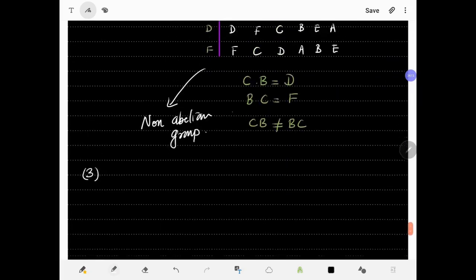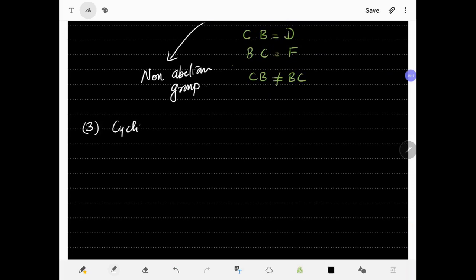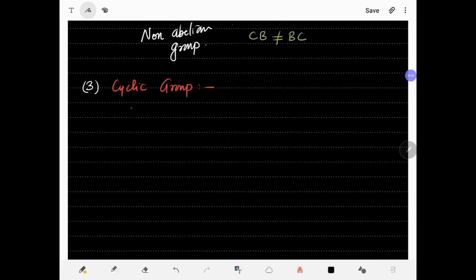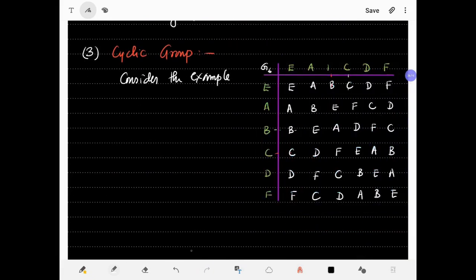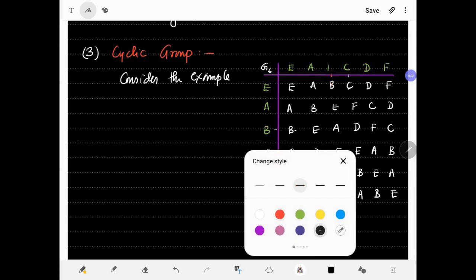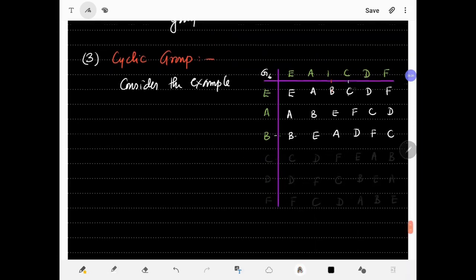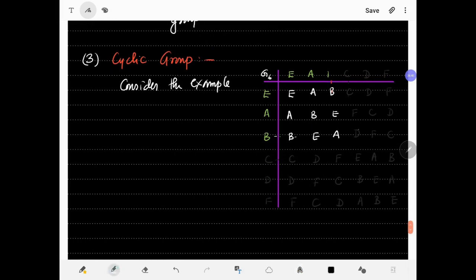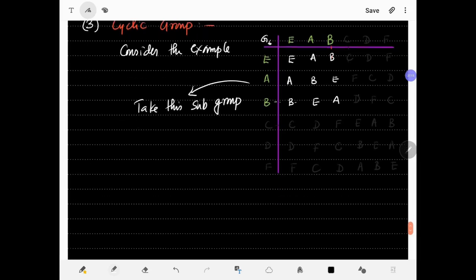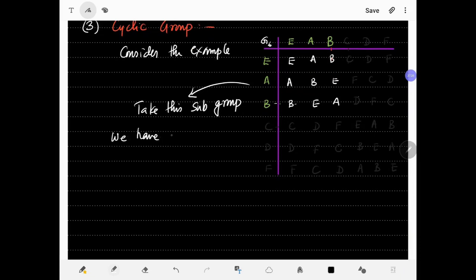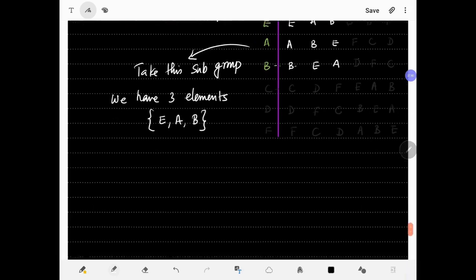Now we will move on to another kind of group, which is called a cyclic group. I will explain the cyclic group with an example. Let's take the previous example of 6 matrices, and remove the last 2 columns and last 2 rows. You would get a smaller group, and we have seen that in fact this forms a subgroup of order 3. And we have 3 elements in the group, namely E, A and B.